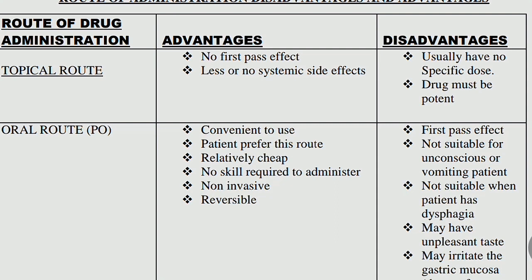Then let's look at the oral route. First advantage, convenient to use. It's very easy to use. Two, patients usually prefer this route, so you get a lot of patient compliance when you're using the oral route. Relatively cheap. So when we say cheap, we're referring to the fact that the tablets or the capsules are usually cheap, yes, but we're also referring to the fact that it does not require a trained professional.